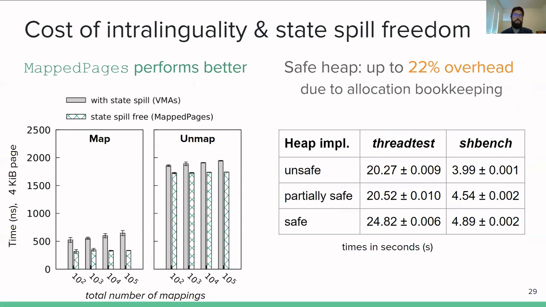For example, as shown on the left, the MappedPages approach for handling memory performs and scales to many mappings slightly better than the conventional approach used in Linux, which is a red-black tree of virtual addresses linked to virtual memory areas. On the right, we can see that Theseus' safe heap allocator imposes up to a 22% overhead due to tracking allocation metadata in a lossless manner, which associates each allocation with its underlying MappedPages object.